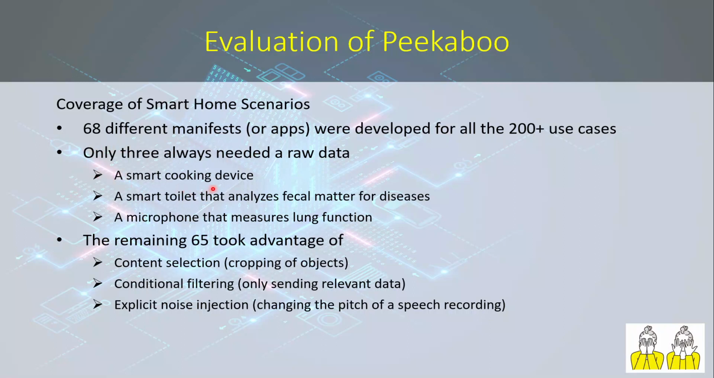One was a smart cooking device. The other one was a smart toilet that analyzes fecal matter for diseases. That is kind of gross. And the other one was a microphone that measures lung function. The other 65 apps took advantage of either context selection or conditional filtering, only sending relevant data, or explicit noise injection, basically to change the pitch of a speech recording to hide the identity of the speaker.